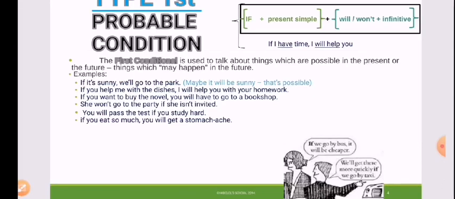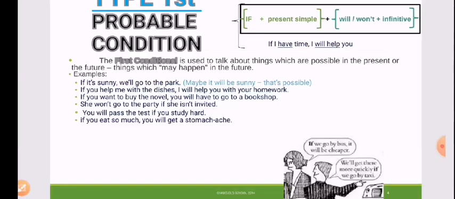Like, for example, if you see John, tell him to call me. Tell is an imperative. If you study well, you may pass, for instance. You have other examples here. For example, if it's sunny, we will go to the park. Maybe it will be sunny, so that's possible. It's likely to happen. If you go to the second example, if you help me with the dishes, I will help you with your homework.